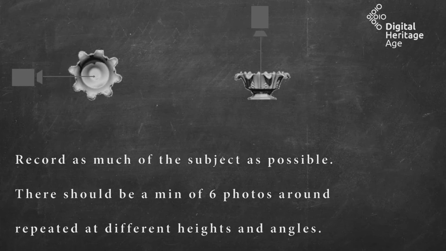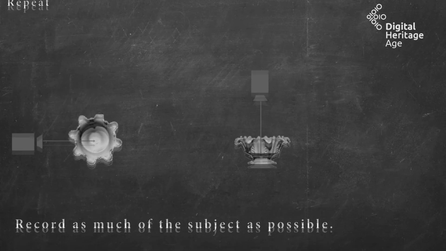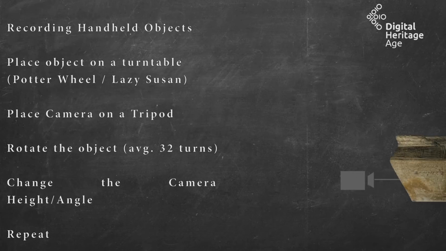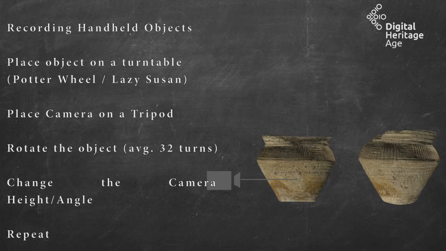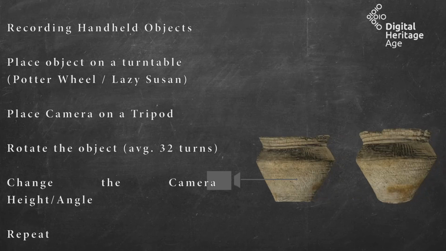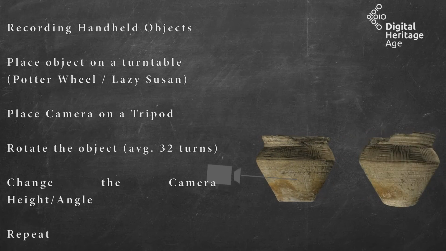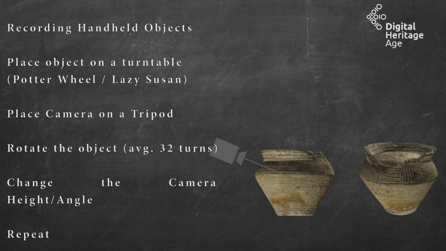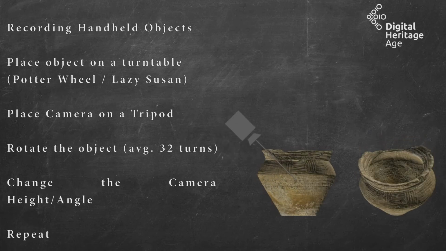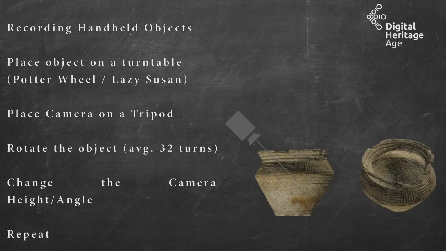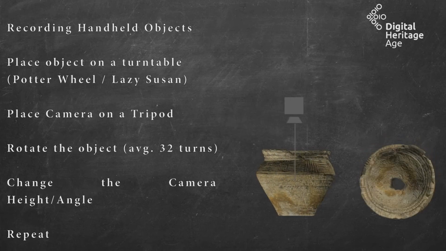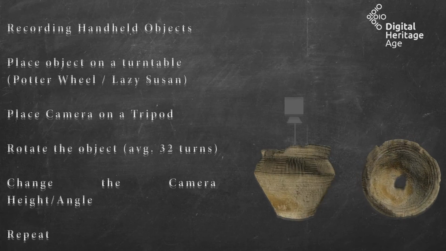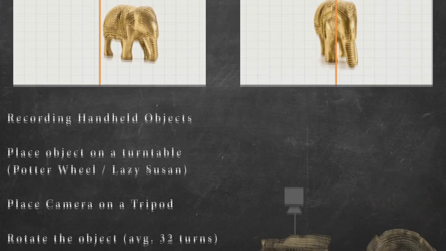If you want to record artifacts that are portable, you can use a potter's wheel. Potter's wheels come in extremely handy, as you can rotate the object while keeping the camera on a tripod. A Lazy Susan or a cake stand will also work for this. So you're rotating the object, you'll get an average rotation of about 32 turns for each object, and then you could change the camera height and angle, repeat that process, change the camera height and angle again, and repeat that process. And then once again, you could change that camera height and angle and repeat the process again. You could also turn the object upside down and repeat this whole process then in reverse. So you'll get full 360 coverage of the object.